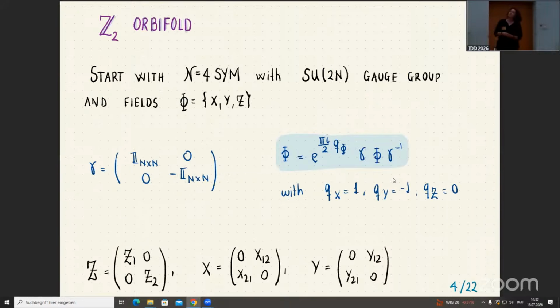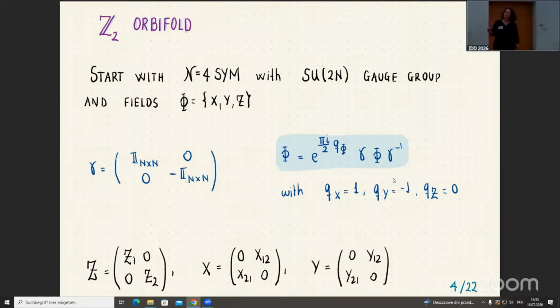So the Z2 orbifold case: basically you start, when N equals 4 super Yang-Mills with a gauge group SU(2N), and let's focus on fields X, Y, and Z. So what you do is basically you conjugate your fields by this gamma, which has this 1 and minus 1 here. And you also put this overall coefficient here that, depending on whether your field is a Z, an X, or a Y, behaves differently. And for the Z2 case, you can see that both X and Y lead to a minus 1 in front. So they behave kind of in the same way, while the Z behaves a bit differently.